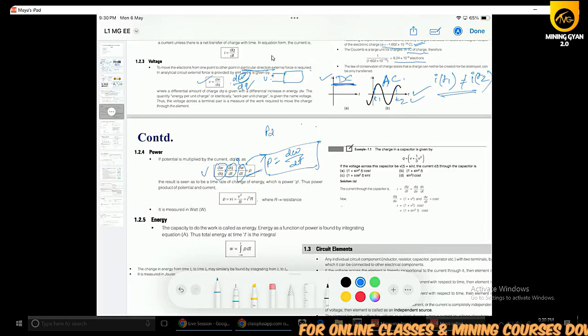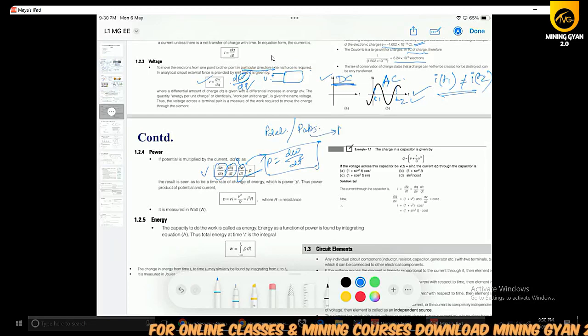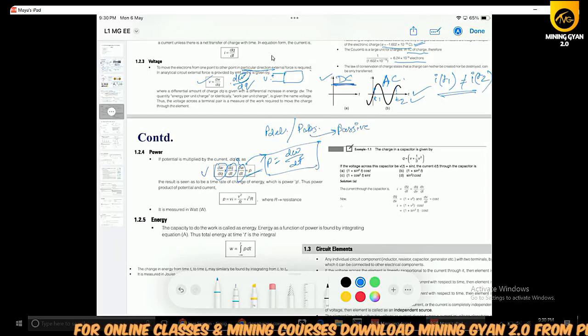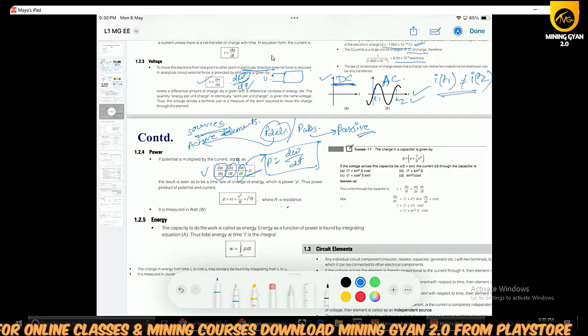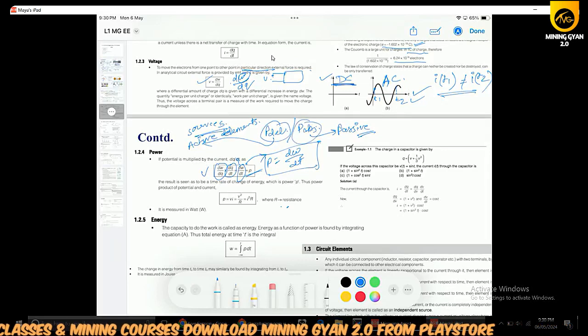Power can be delivered or can be absorbed. Passive elements are those elements that cannot generate any electrical power. But sources can generate or deliver power. So these are called active devices or elements, because they have the capability to deliver positive power. Positive power means power delivered to the load. Absorbed power means power absorbed by the element or the load.